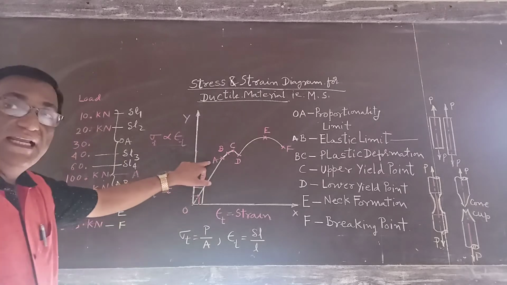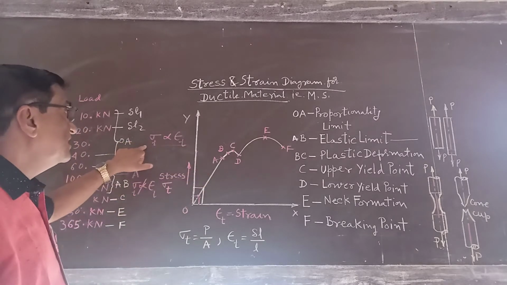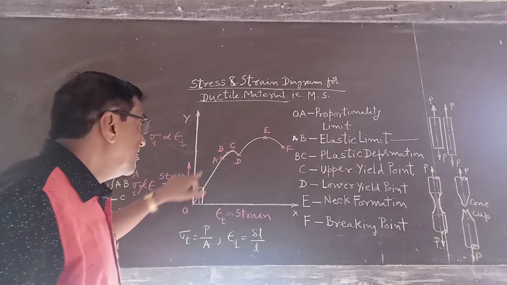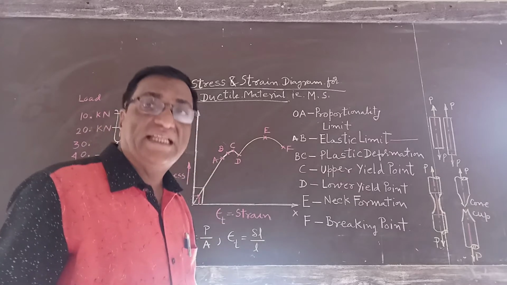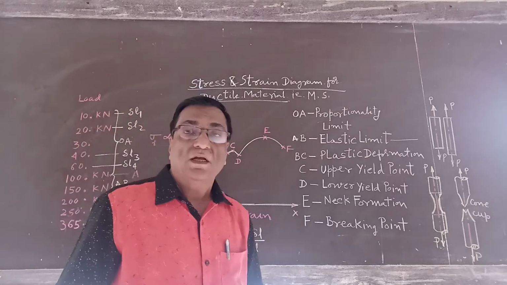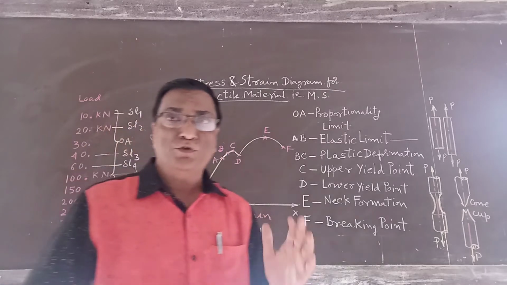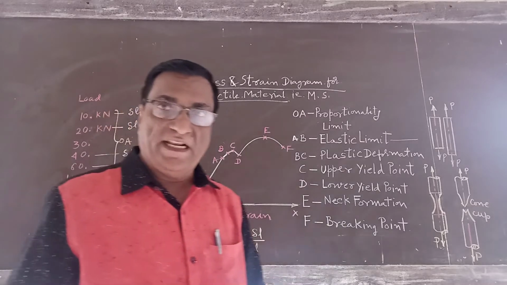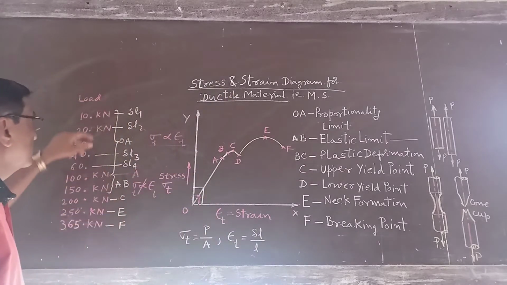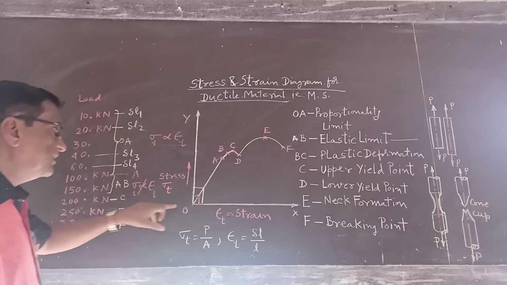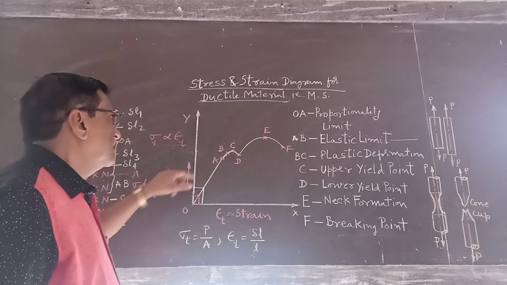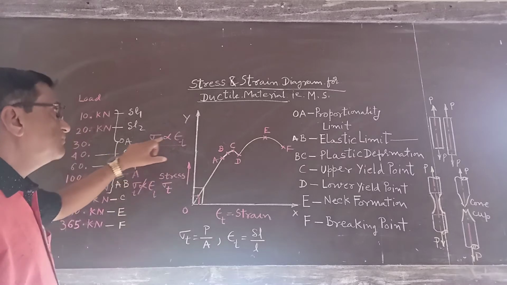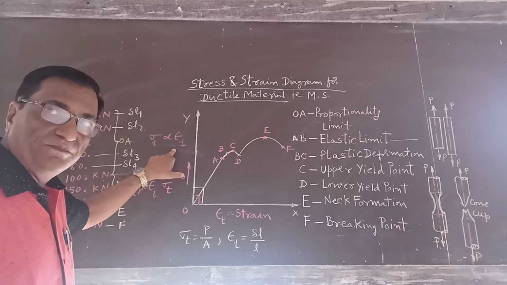Up to the point A, stress is proportional to strain. Hence, OA is known as the proportionality limit. According to Hooke's law, stress is proportional to strain within the elastic limit. In OA, stress is proportional to strain.